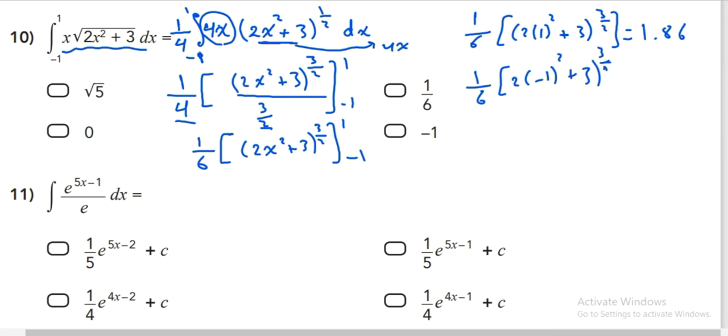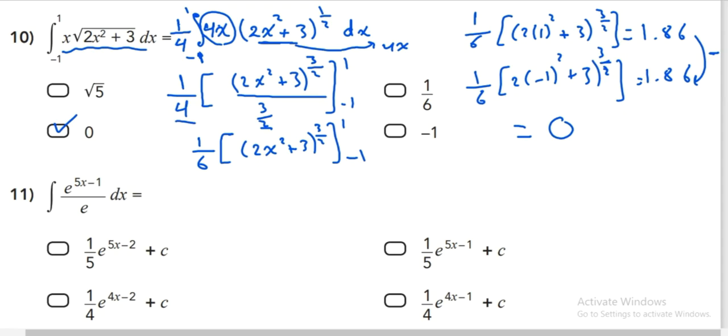Power 3 over 2 equal, you'll find it's the same value. If we subtract these two values, it will be 0. So the final answer will be 0. So from this question we have to know that we'll use integration by recognition for the bracket with power if we can't expand this bracket.